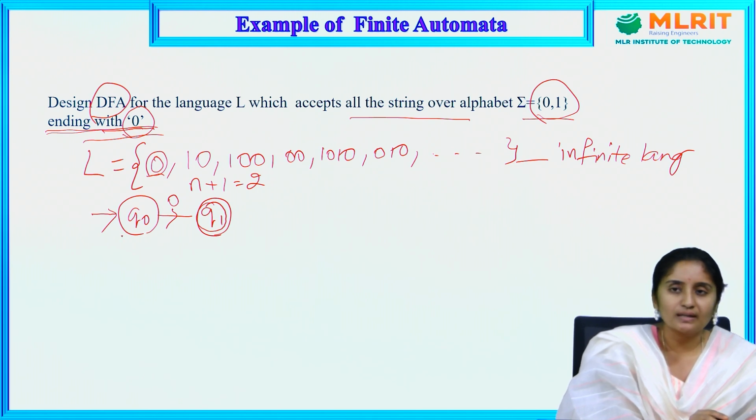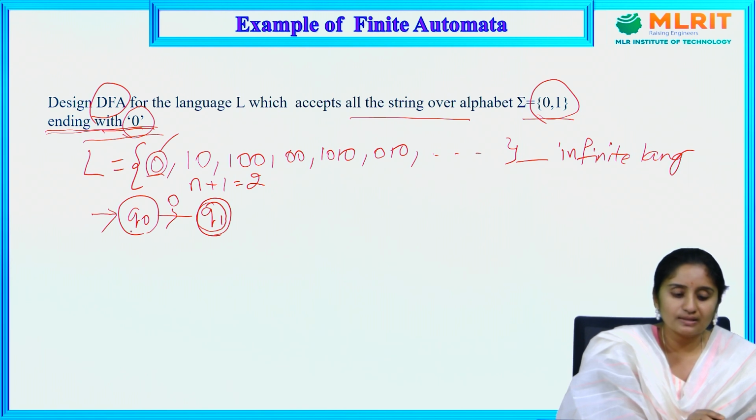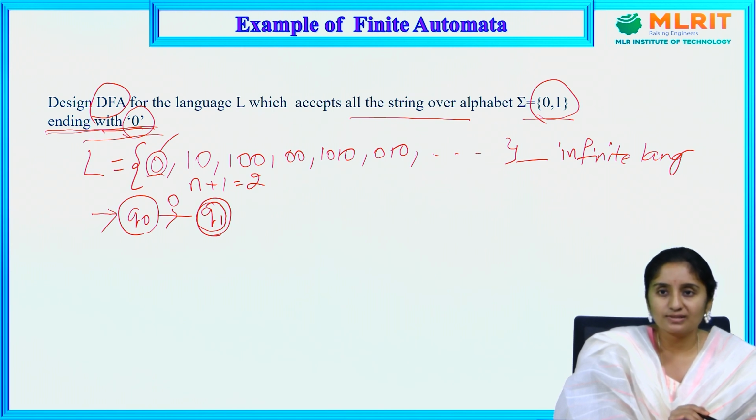Q0 is my starting state. How are we representing it? With an arrow with no input, nothing but an edge with no input. Q1 is my final state. How is it represented? With 2 circles. So see here, the first string is 0. So the string from Q0 moves to Q1. How are we going to say whether the string is accepted by the DFA? If it reaches the final state. It should start from the starting state and it should reach the final state. Then we can say that the string is accepted.